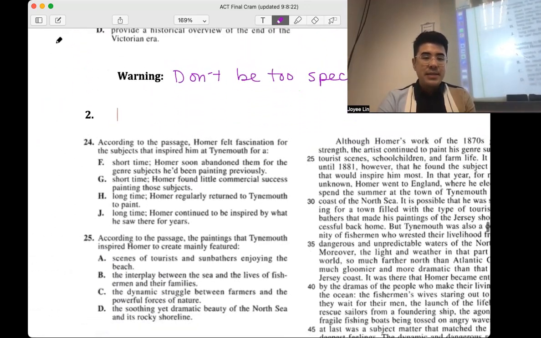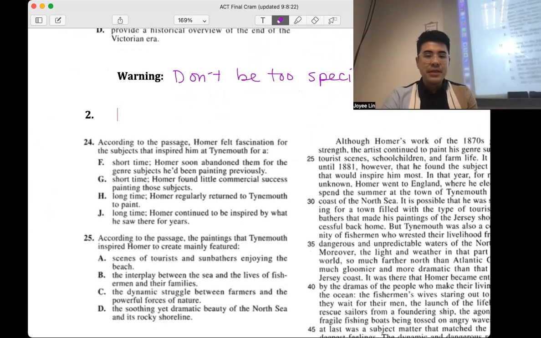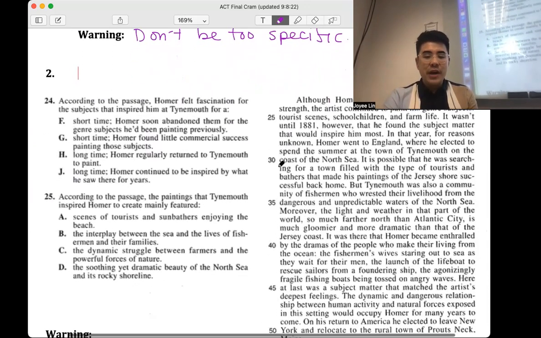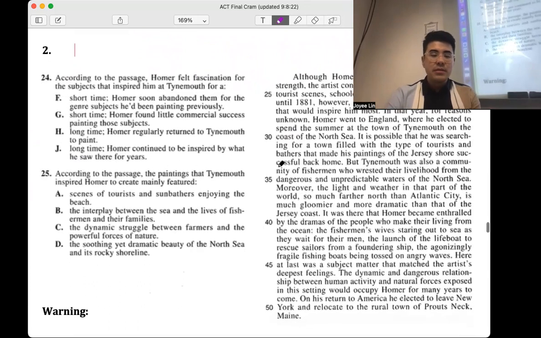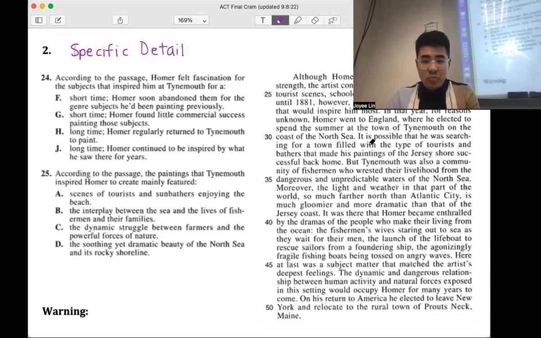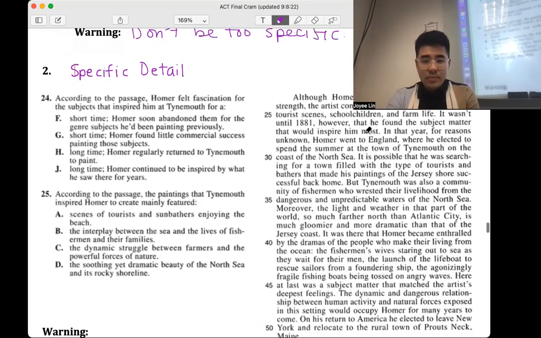Number 2, what are these passages? What are these questions, I mean? Specific detail, right? So you either find the line and do it, or you skip it. Most of the time it's going to be word for word, right? According to the passage, Homer felt fascination for the subjects that inspired him at Tynemouth. 4A: spend a summer.